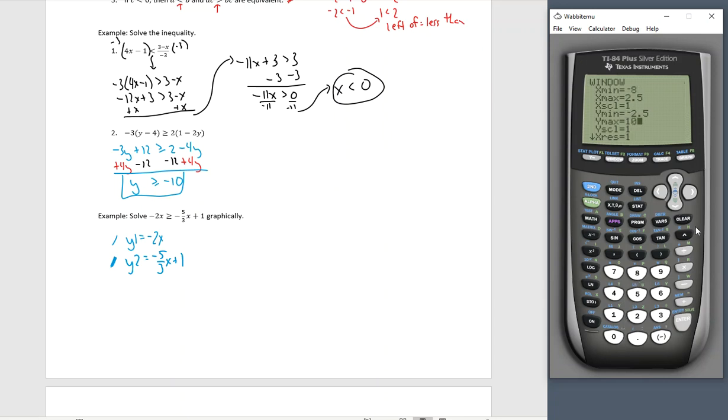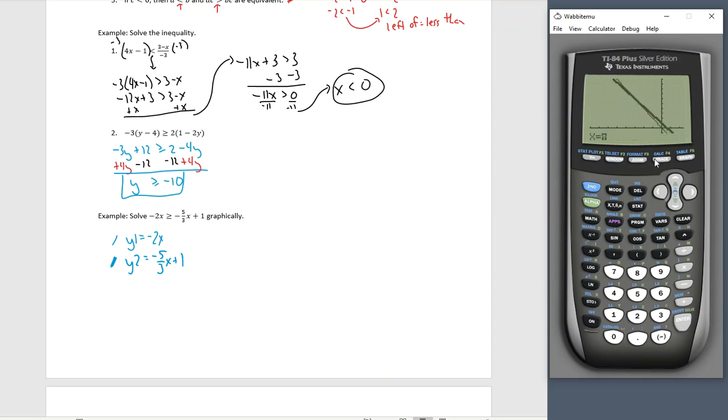Y value, let's take it up to 10. Let's see what the graph looks like. Okay, so we can see an intersection somewhere around here. And we want to know where is the thin line greater than or equal to the thicker line, greater than, so above. So when I find my intersection, I'm going to calculate an intersection.